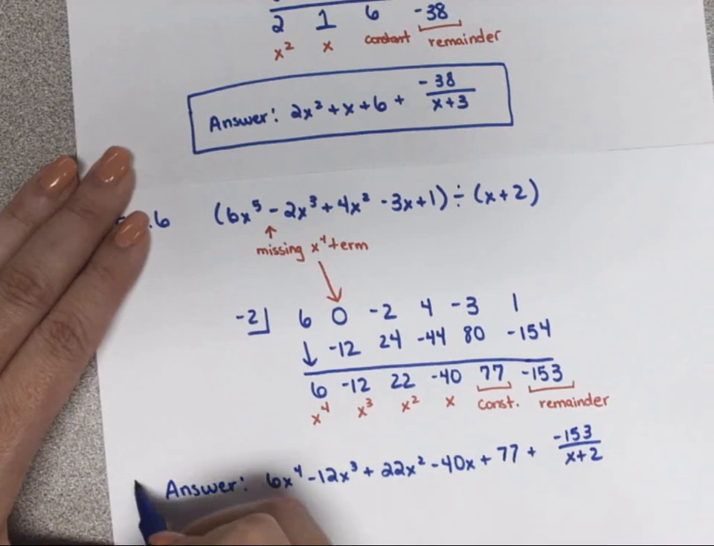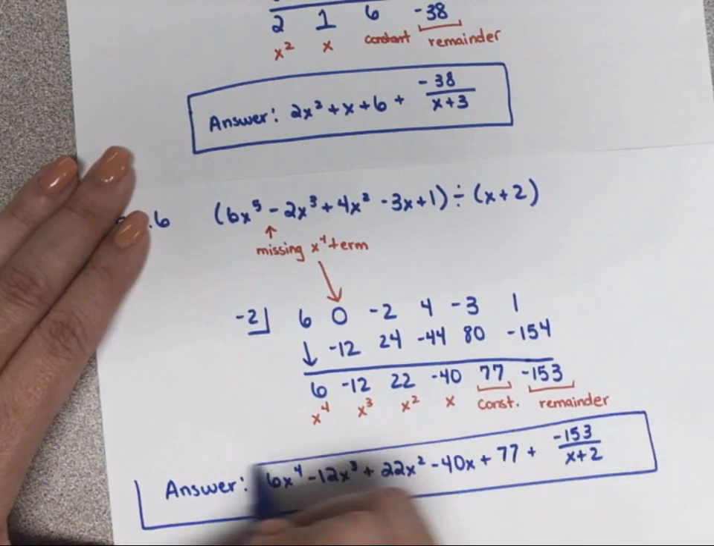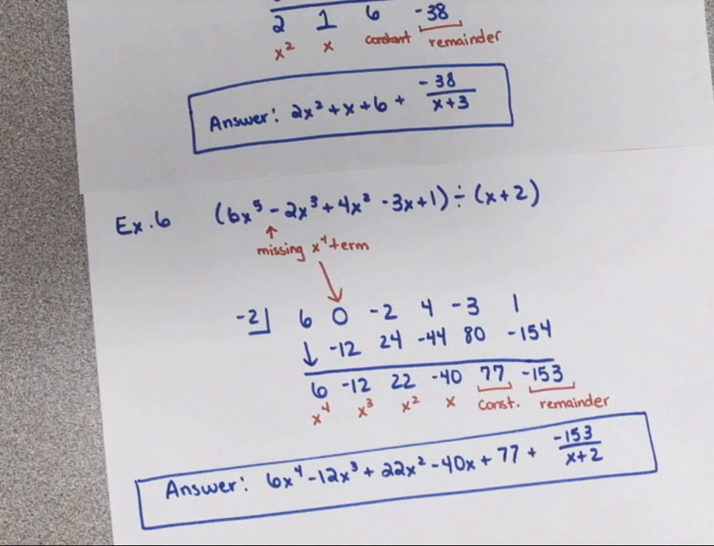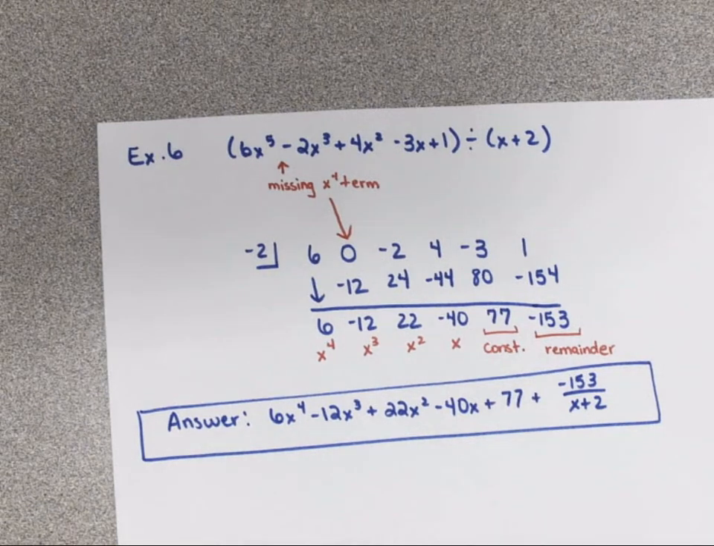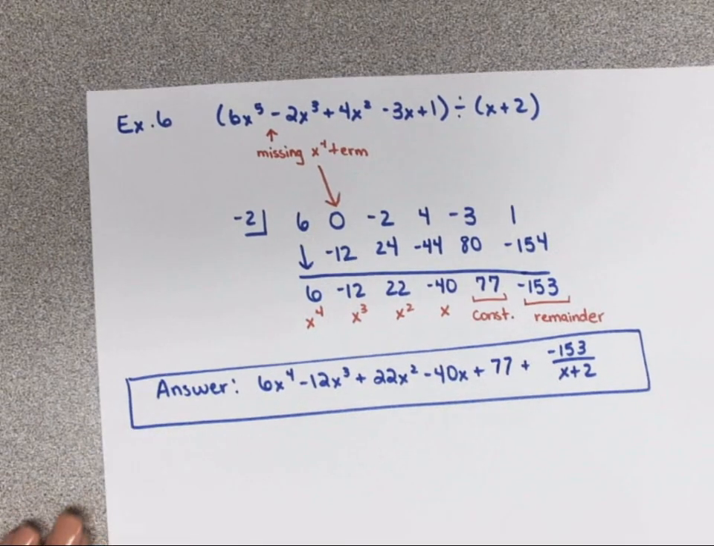Notice I go back to the original and figure out what I was dividing by. So that I don't have to worry about my signs being wrong, I always just say plus for the remainder and then I list it as negative if it's negative. Technically on this one, you could have said minus the 153 over x plus 2, but that might mess you up on some of the more difficult ones.